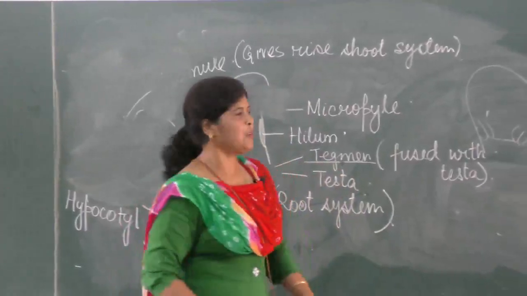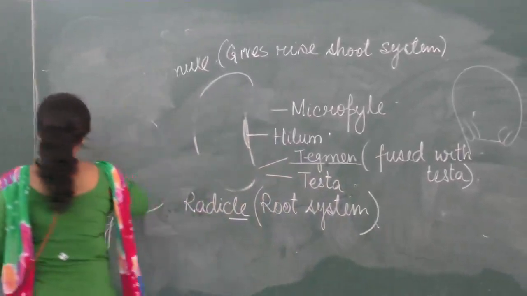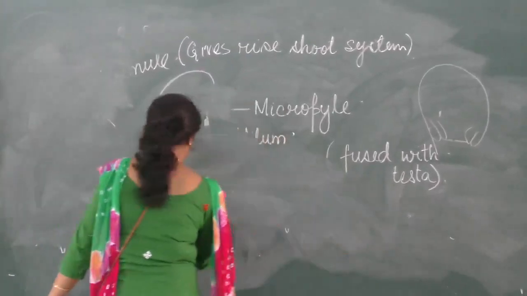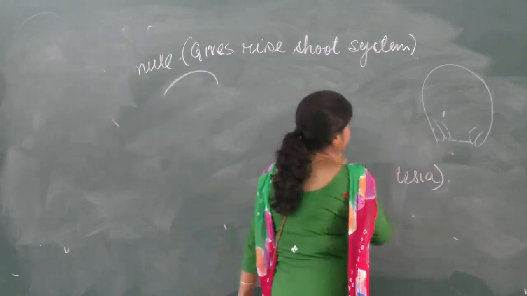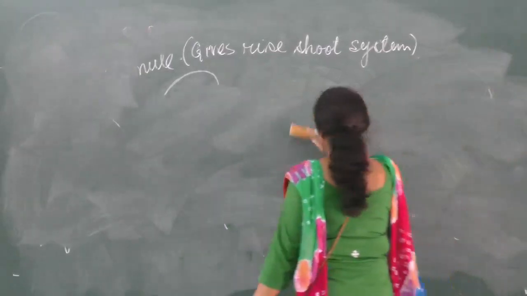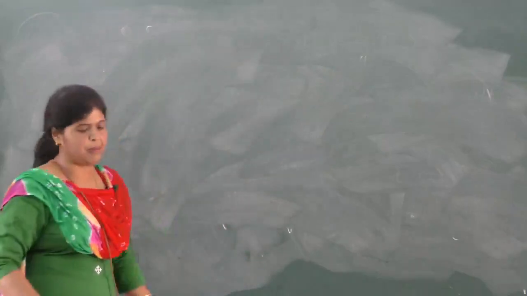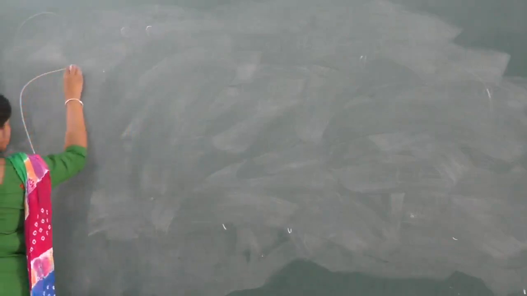Let us continue and compare the same structure with a monocot seed. A monocot seed, and we will be doing it with a maize seed. A maize seed can be called a grain as well. So here it goes, a maize seed.